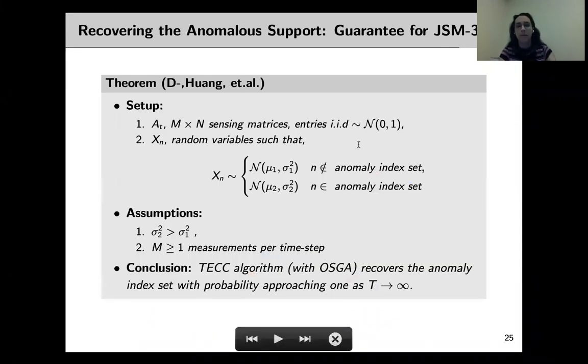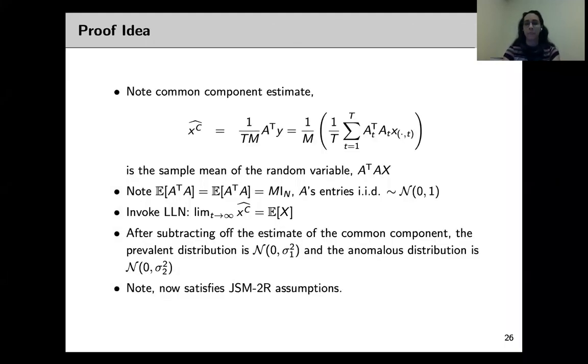And then we have a very similar looking theorem, with a slightly different set of assumptions. We just have assumptions on our standard deviations, because remember now we don't have any zero mean things. We just have two different mean things. And we can show that this transpose estimation of the common component algorithm, and then using the previous algorithm to recover the JSM2R part, is going to be successful asymptotically.